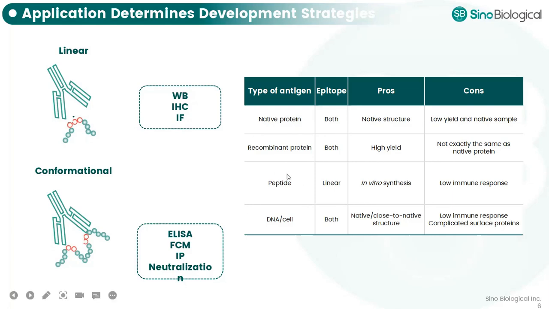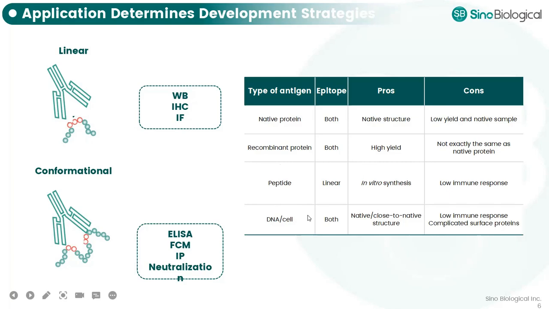We can also use peptides for linear epitope antibody generation. They can be synthesized in vitro, so you can easily obtain a large amount of antigen for immunizations. But peptides have a low immune response, so usually you need to use a carrier protein to boost the immune response.